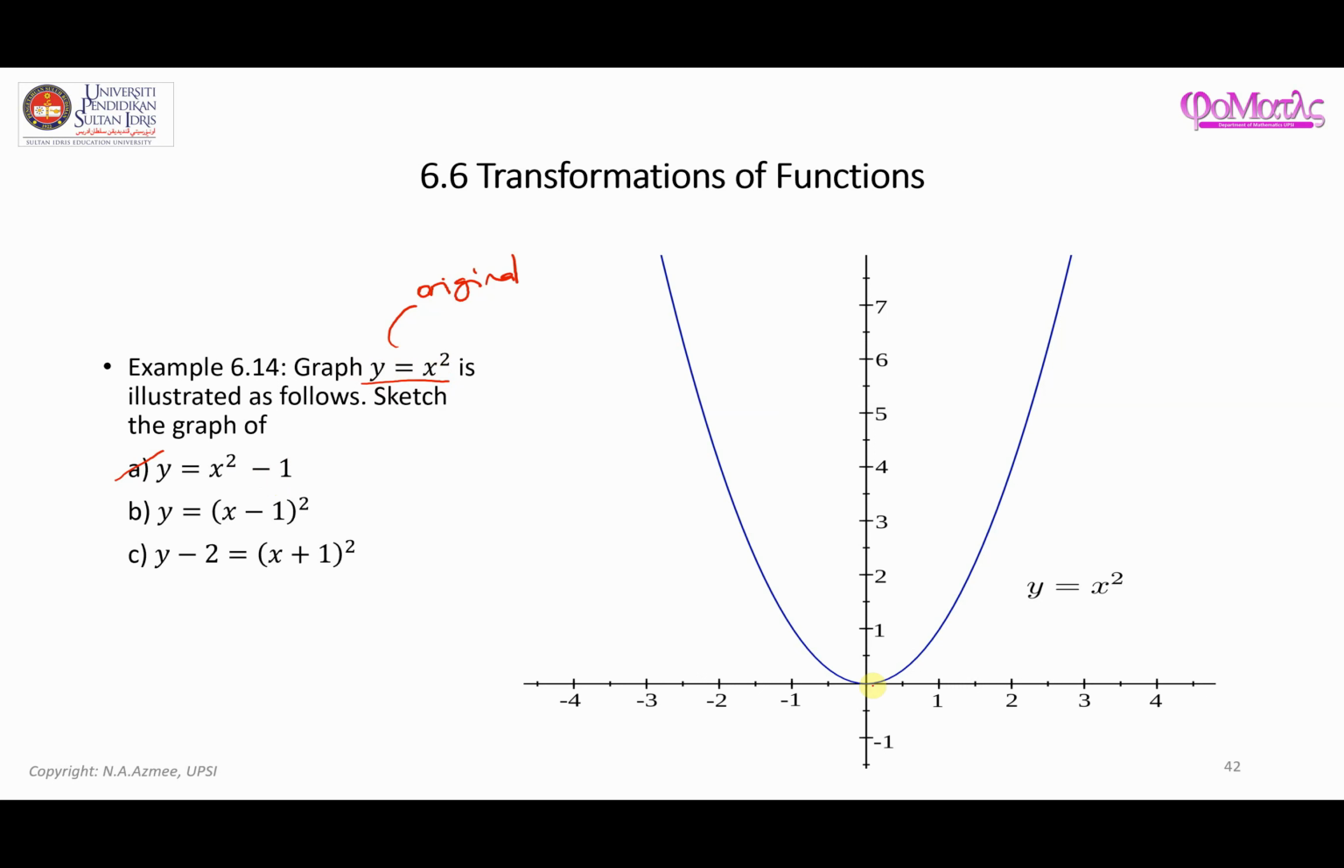That means if this is the original point here, this point will be moved 1 unit down, so it will be at this position. Similarly, this one at point 1 will be shifted to this point. Yep, so that's the meaning of it. And so our graph will somehow look more or less like this.